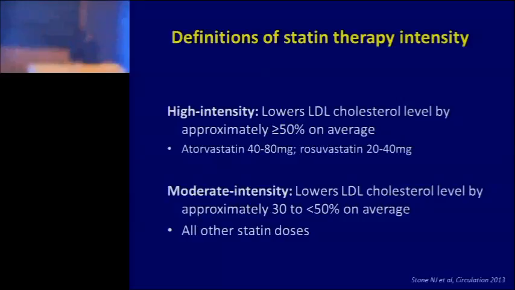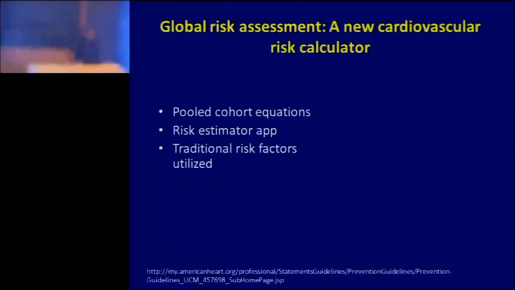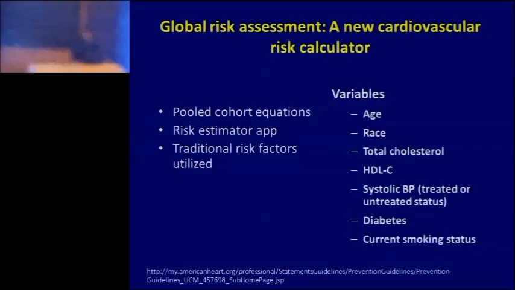Now, there was a risk calculator that was also released as part of these guidelines as pooled cohort equations. A risk estimator application was released as a web interface as well as now available for smartphones, and it utilizes traditional risk factors as shown here: age, race, total cholesterol, HDL cholesterol, systolic blood pressure, meaning hypertension treated or untreated status, diabetes, and current smoking status.